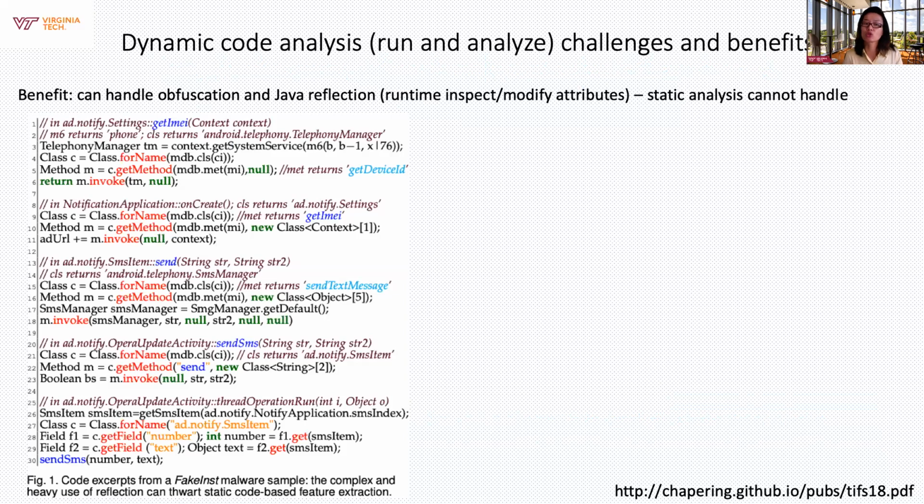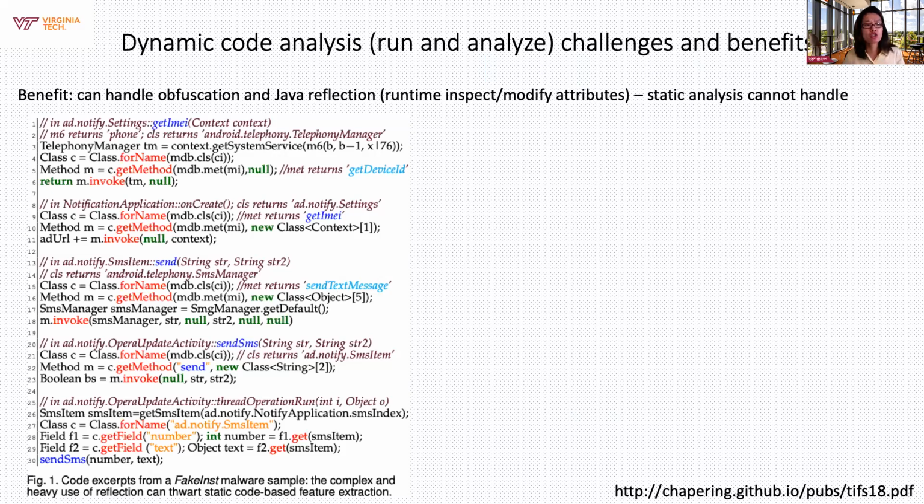If you have the source code, though most of the time you don't have the source code, dynamic analysis is beneficial. The advantage is that it can handle obfuscation, reflection, like the dynamic features. This huge pile of mess is a code snippet from a malware, a mail app called FakeInst. It uses a lot of Java reflection.